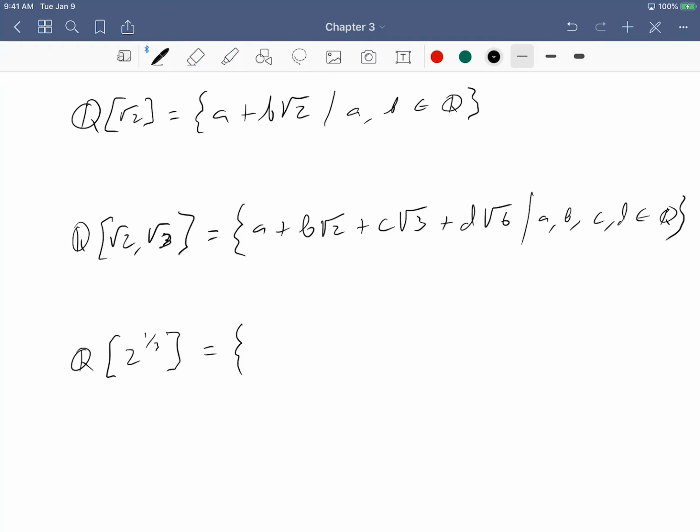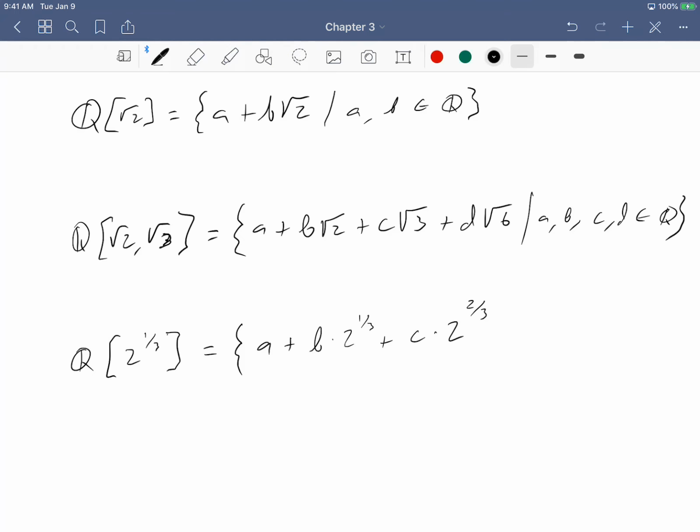For that set, I need to allow any rational plus any rational times 2 to the 1/3, plus, since I need to be closed under multiplication, I need to allow 2 to the third times 2 to the 1/3, which gets me 2 to the 2/3 terms. And then after that, multiply anything of that form with anything else of that form. I stay in that form.